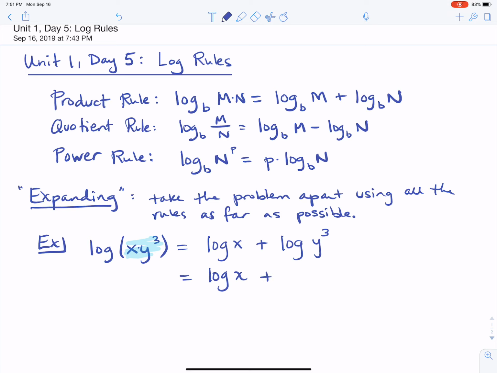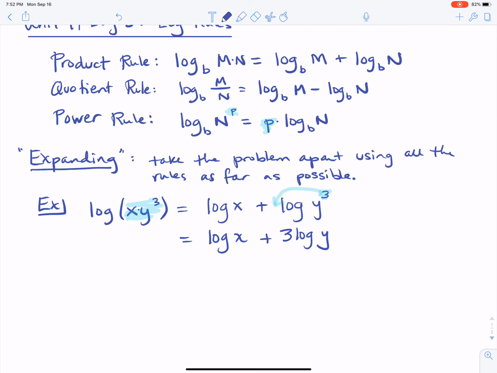But for the log y cubed, I can use the power rule to bring this power down in front, because that's what the power rule is basically displaying. The p comes down in front of the logarithm. All right, so then I'm going to have 3 log y. All right, so that is fully expanded. Let's try another one.